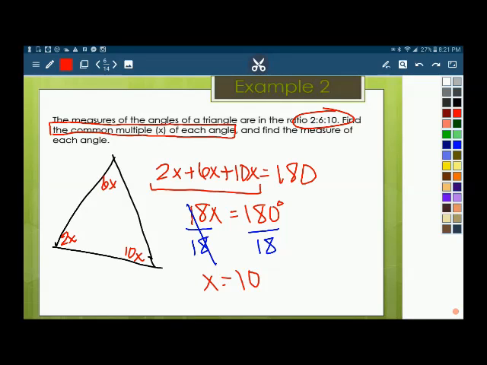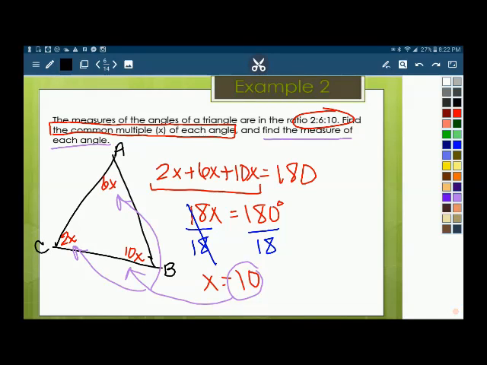Now that's just x. We need to plug x back in to the x's in all of the expressions of each angle, because it says to find the measure of each angle. It doesn't just say to find x. So let's call this triangle A, B, and C.